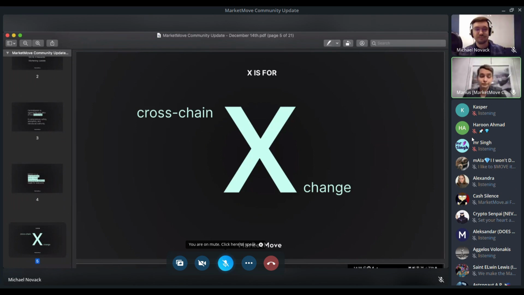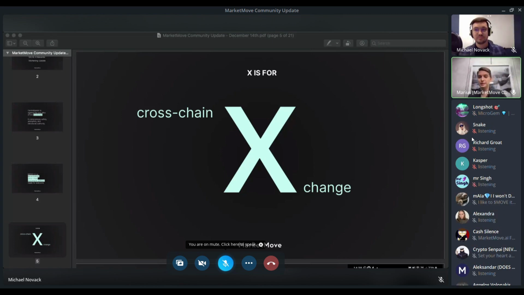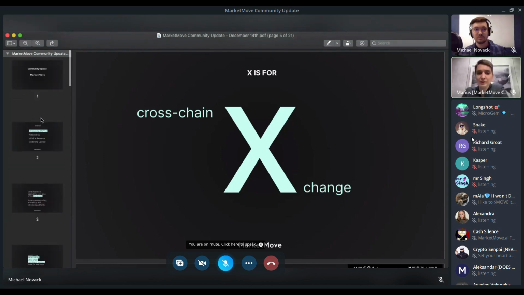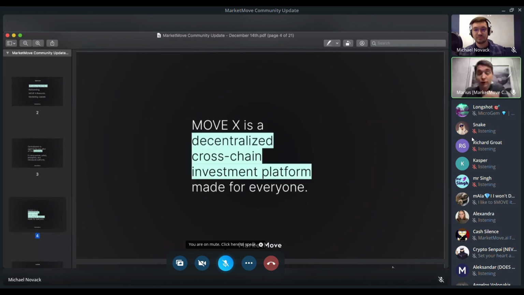Let me change this. So yeah, there were some speculations about what X stands for, and we were teasing about that as well. X stands for cross-chain, and it stands for exchange. This is very broadly speaking what Movex is all about. In the community there were a lot of suspicions about these two, and that's why the Movex name. There were a couple of other ideas, but this is how it looks. So in a nutshell, Movex is a decentralized cross-chain investment platform that is made for everyone.